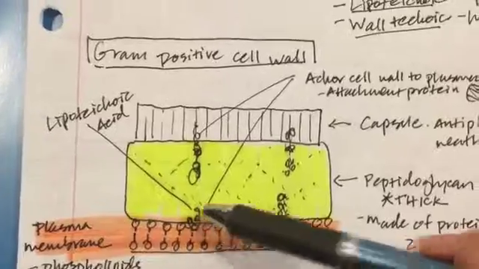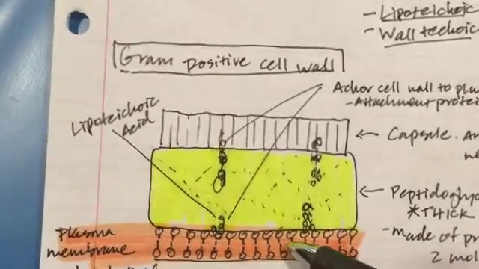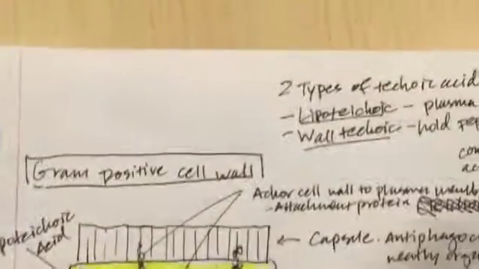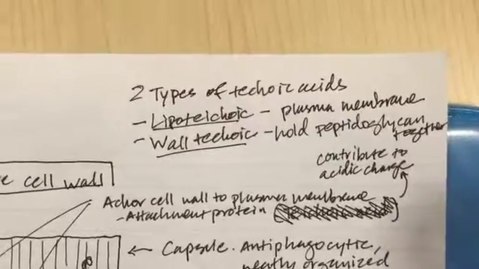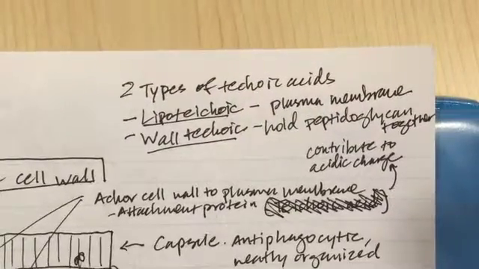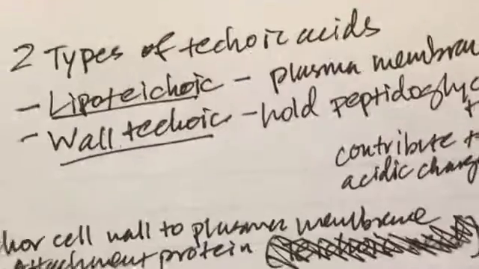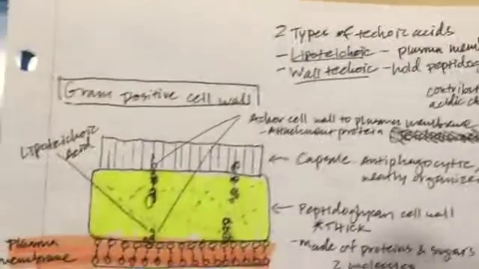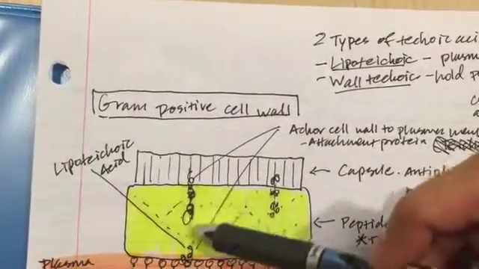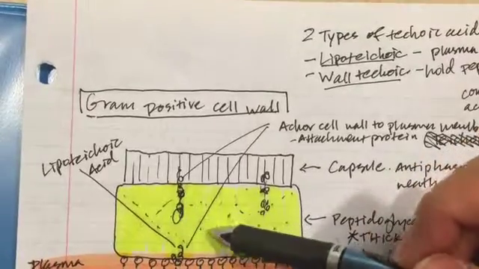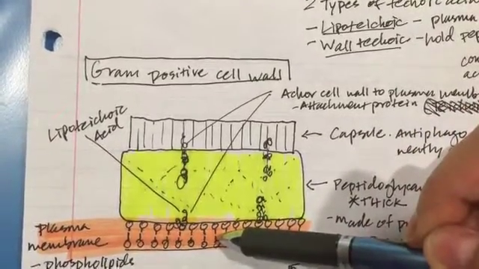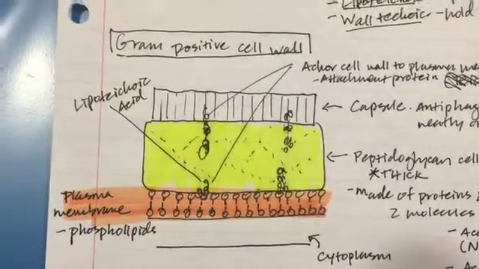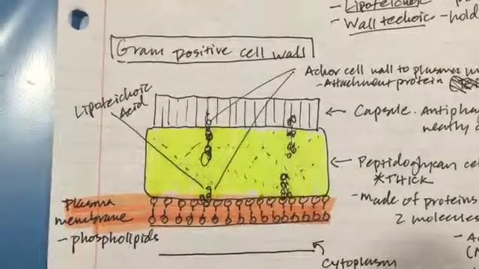There's also another type of teichoic acid not found in the plasma membrane, but found in the cell wall. This is called wall teichoic acid. So this would hold the peptidoglycan together. I don't know if you can read my handwriting. So the wall teichoic acid would be kind of inside of the peptidoglycan itself, but not going into the plasma membrane. Okay, so those are some qualities of the gram-positive cell wall.